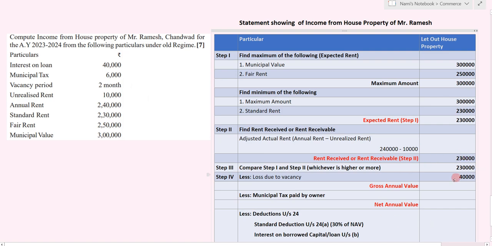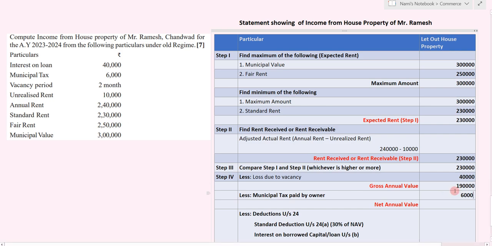Clear? Now from step 3, less step number 4, that is 2,30,000 minus 40,000. The remaining value will be called as gross annual value, that is 1,90,000. Okay, 1,90,000 is the gross annual value. Now from this gross annual value we have to less the municipal tax which is paid by the owner. So municipal tax is how much? 6,000. Okay, and it is paid by the owner. So 6,000 is the municipal tax.